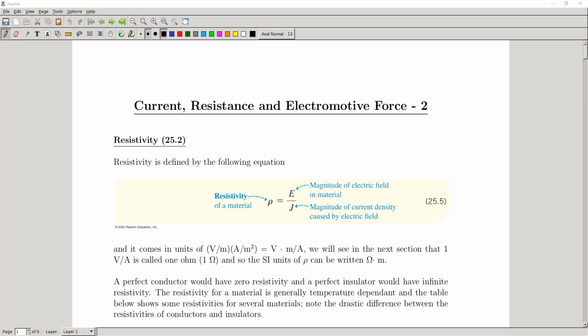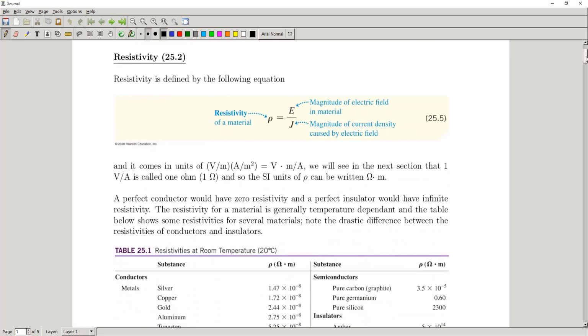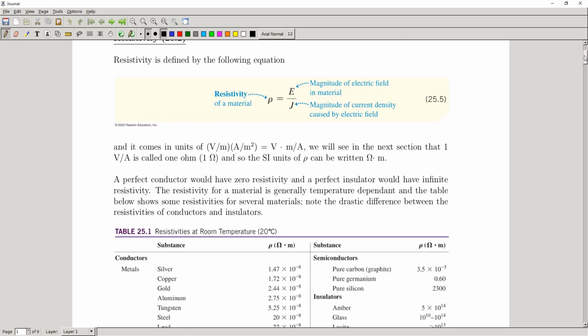If we're looking at different materials, a perfect conductor would have zero resistivity, and a perfect insulator would have an infinite resistivity. And we're going to find that, generally speaking, the resistivity for these materials is temperature dependent.